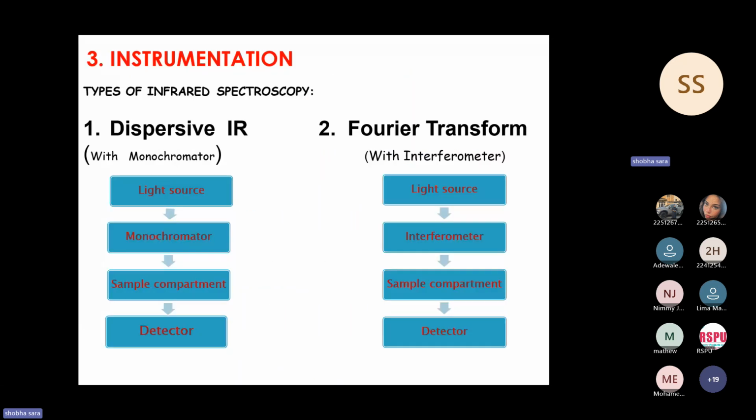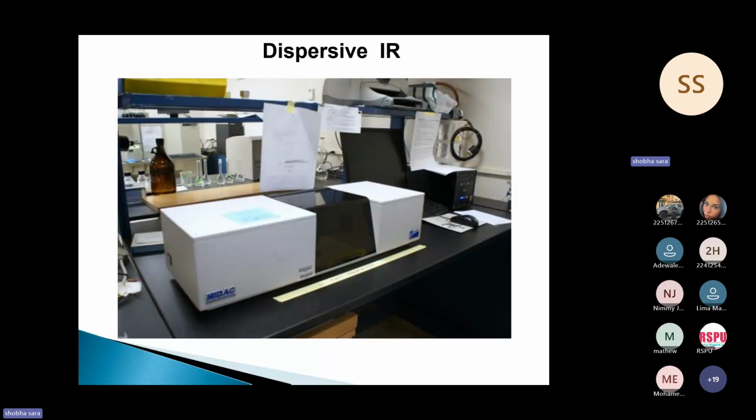I told you there was the dispersive infrared era in the beginning, and then came the Fourier transform. The dispersive infrared uses a monochromator, prism or grating, to separate the infrared light into separate wavelengths, and then the separate wavelengths were analyzed. We can see this was the old dispersive infrared machine.